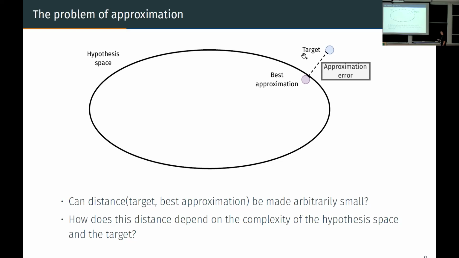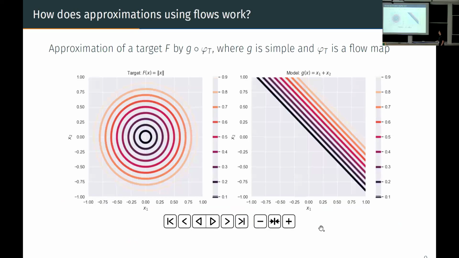So the first question you can ask is, can the distance be made arbitrarily small as you increase the size of your hypothesis space? And also, how does this distance depend on some complexity of your hypothesis space, your approximation budget, let's say the number of layers, and on the target, like what kind of targets admit some efficient approximation. So these are the two interesting questions. Most of the results I'm going to talk about are on the first one, but I'll motivate the second one as well.